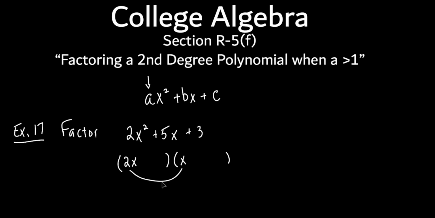Now, here's the deal. This last one and this last one right here have to multiply to be what? 3, right? First, outside, inside, last. The first multiply to be the first term, right? The last multiply to be the last term. So this needs to be a what? Well, it could be a 1, or it could be a 3. This would be a 3 times 1, or a 1 times 3.